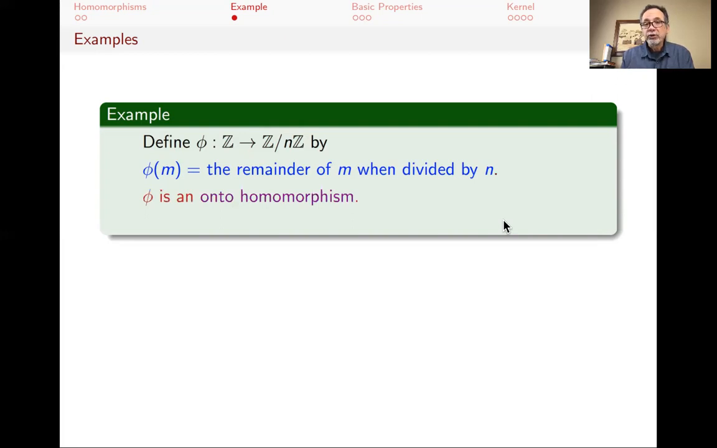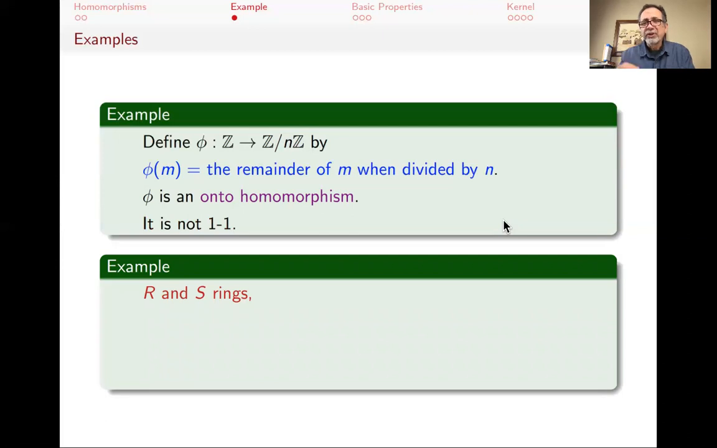Now, this is an onto homomorphism because the elements of Z mod nZ are 0 to n minus 1, and you can get any one of those remainders. But it's not a one-to-one map. So two numbers that have the same remainder go to the same place.